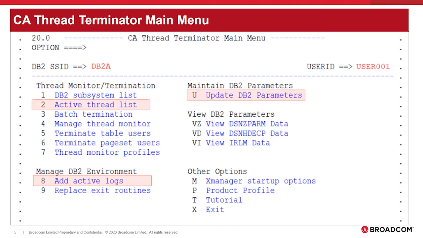Then we will show you three different functions. First one is the active thread list. The second one is how to add active log. Third one is update Db2 parameters. So let me go into the first one, which is number 2. So type 2 and hit enter.